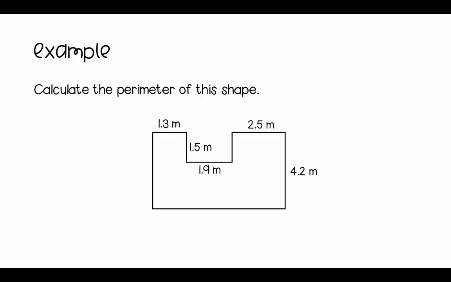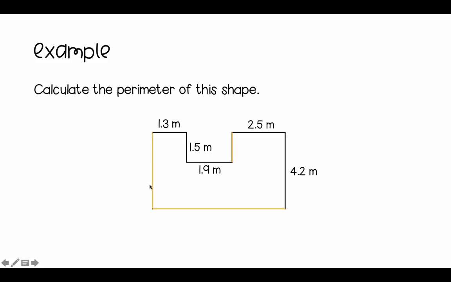Now let's do this one. Calculate the perimeter of this shape. So it's a bit of an odd looking shape. It's like a rectangle with a rectangle missing. And what you might notice is this edge here doesn't have a dimension, doesn't have a length. This length at the bottom doesn't, and this length over here doesn't. So we need to work them out, and they're pretty easy to work out.